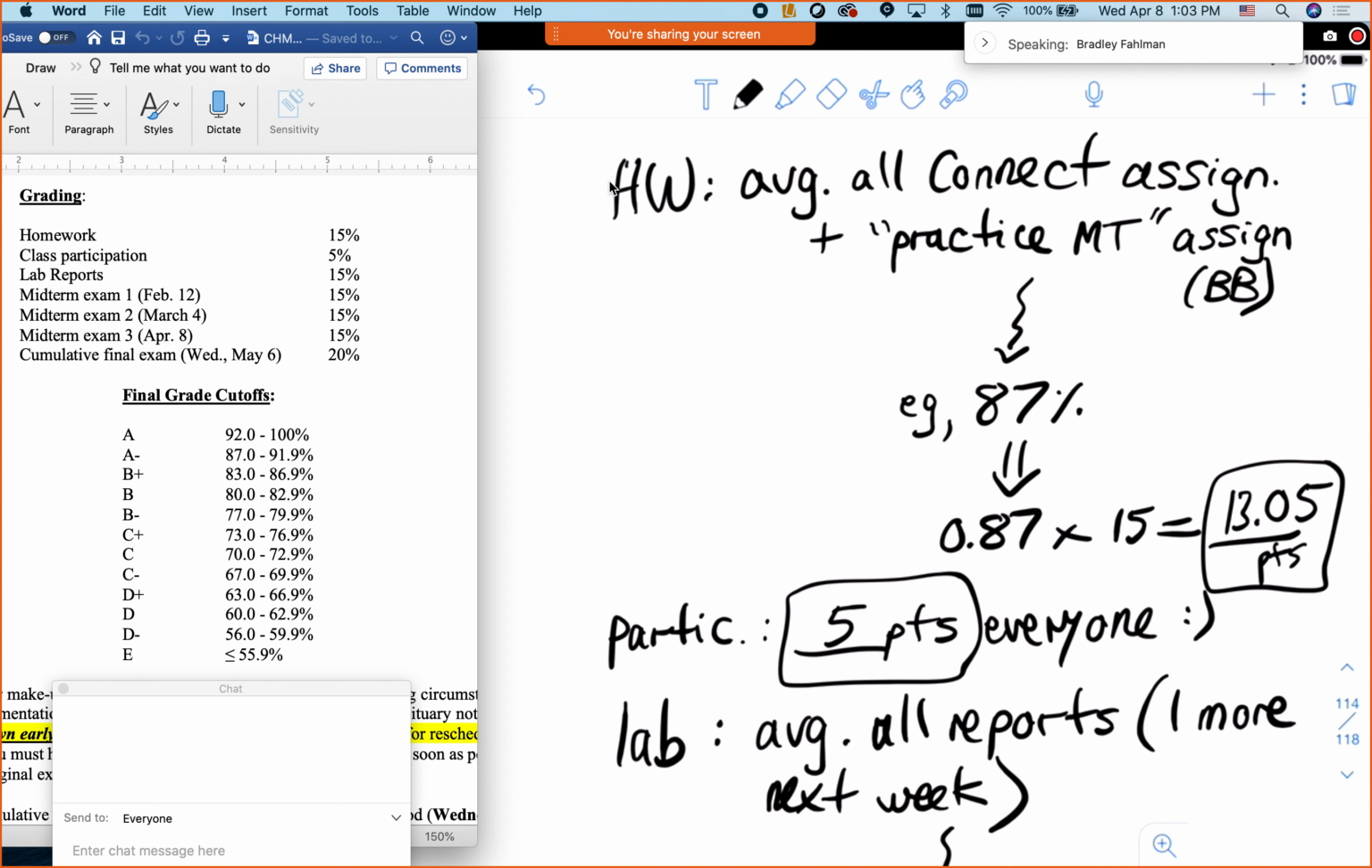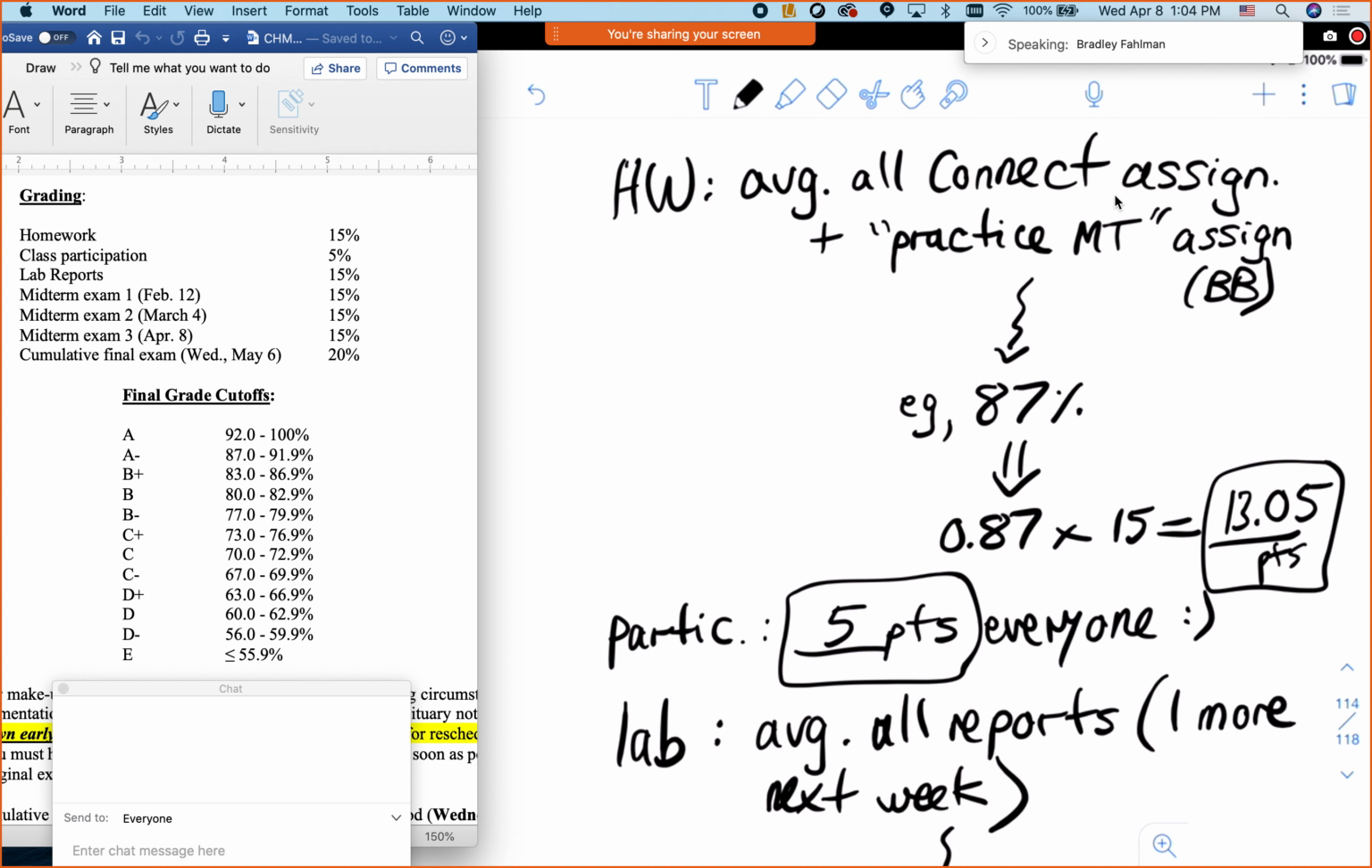Probably the most complicated one is homework, because you've had some assignments on Connect, and then you've got the three practice midterm homework assignments that are on Blackboard. What you want to do is average all of those together. So take your percentage from the Connect grade book and average it with whatever is in Blackboard for your practice midterms.